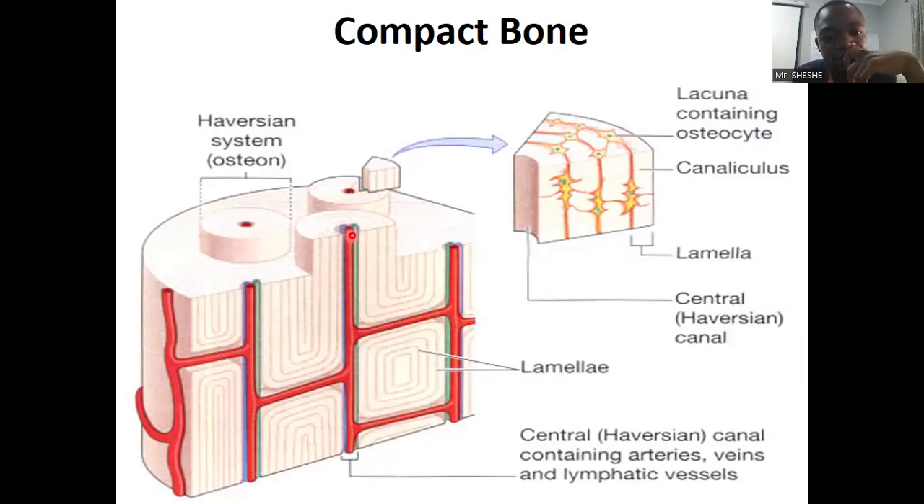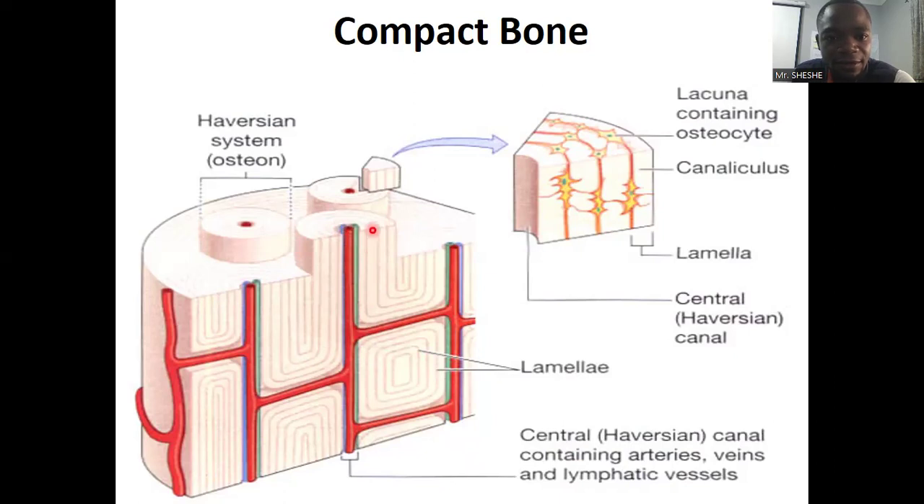So that's why there are blood vessels there, bringing blood and nutrients. And then we have lymphatics to drain any excess fluid, that is interstitial fluid. And then we have nerves for sensation. If a bone is broken, there will be pain, because the nerves that are there are also broken, what you call a fracture.